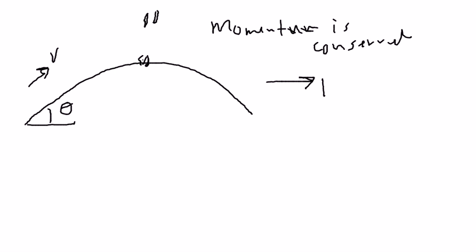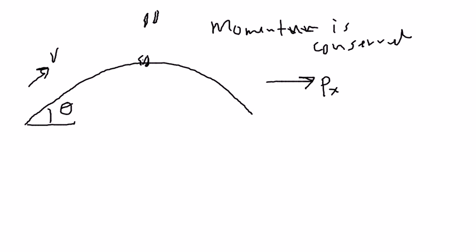Key idea here is that momentum is conserved, and that at the top of the flight you only have momentum in the x direction.